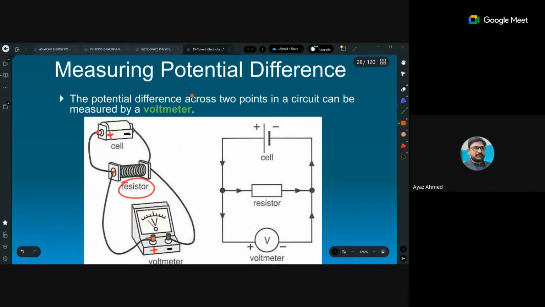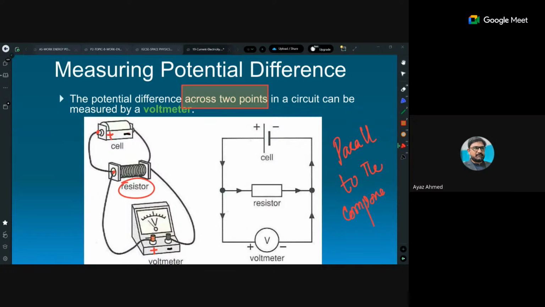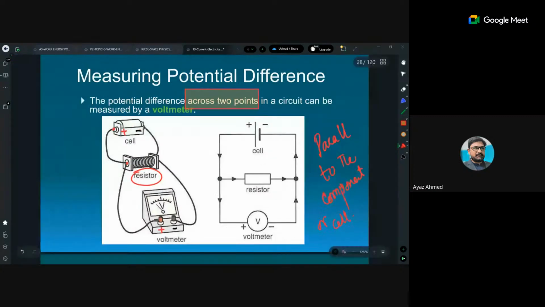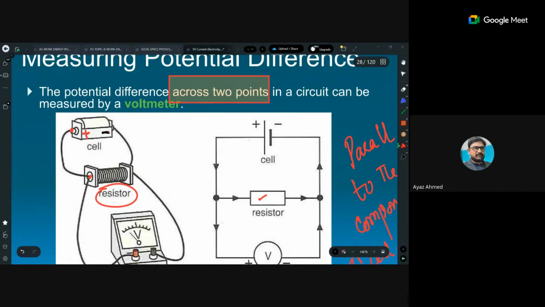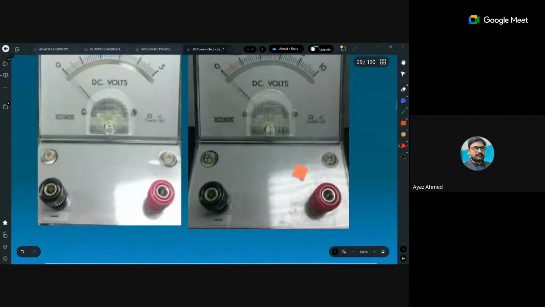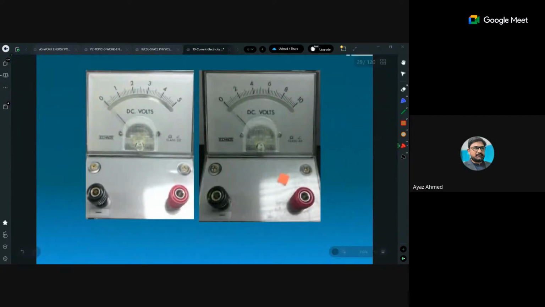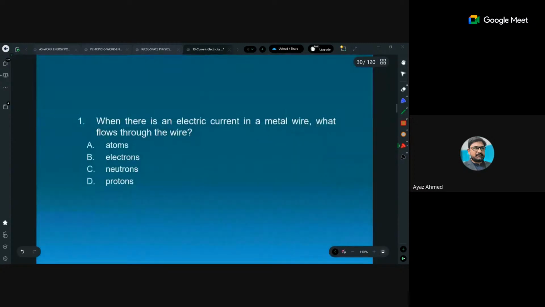Voltmeter is connected across two points. यानी across two points का मतलब ये होता है कि voltmeter is connected parallel to the component or cell. आप करंट वो एमीटर कैसे कनेक्ट करते थे? Ammeter was connected in series. So here, this is the resistor. So voltmeter is connected across it. Voltmeter is connected across the cell. So this is the voltmeter shape. I believe that you people have seen it in your labs.